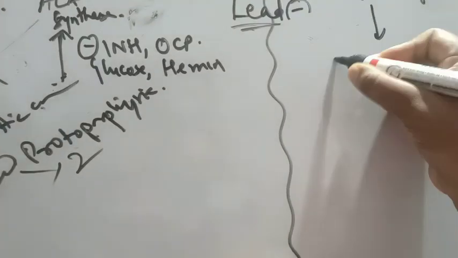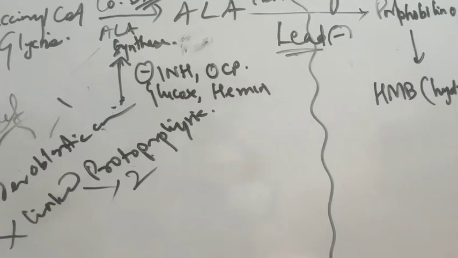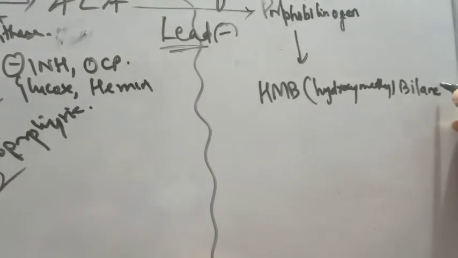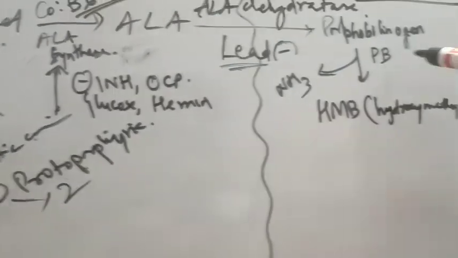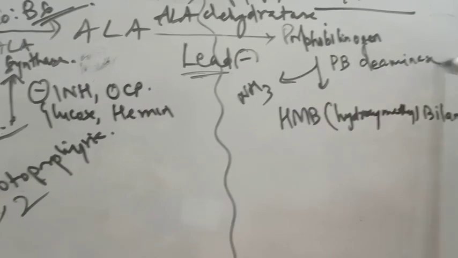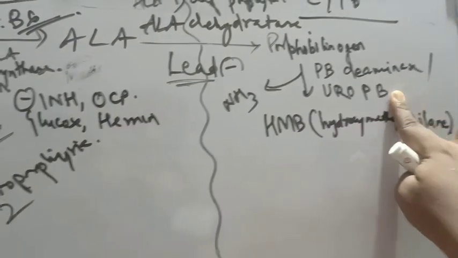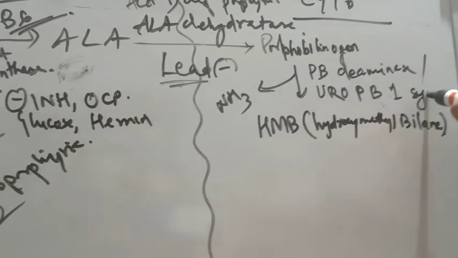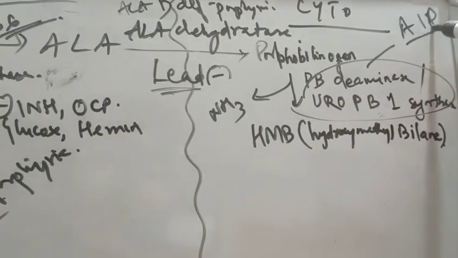And from porphobilinogen, it will become HMB, hydroxymethylbilane. The enzyme is porphobilinogen deaminase, ammonia going out, which is also known as uroporphyrinogen 1 synthase. The disease is known as AIP, acute intermittent porphyria.